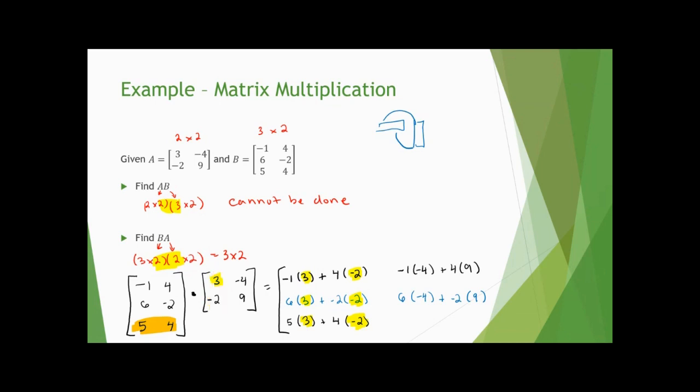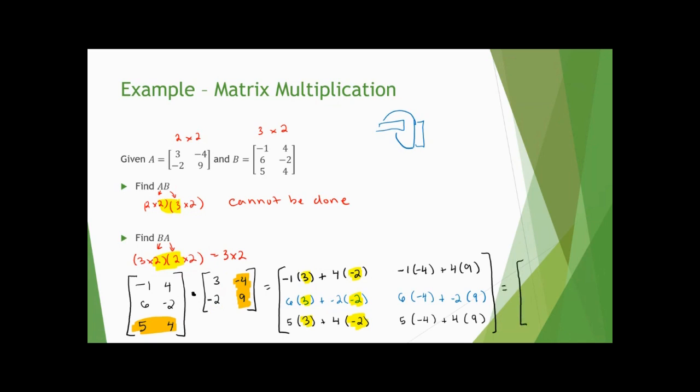And then I'm going to take that last row and multiply it by the second column. So that's 5 times -4 plus 4 times 9. Once you've written that out, that's when you actually have to do that multiplication and addition.